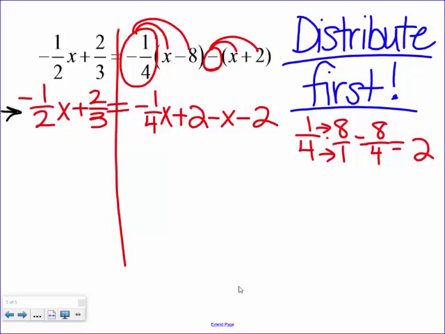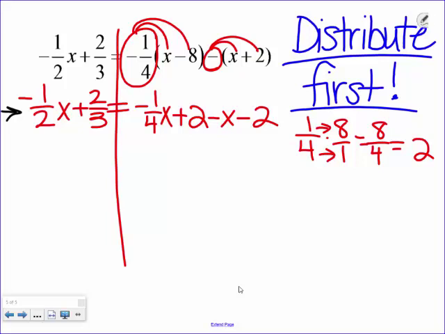Okay, let me see. I see it. See what you got? Alright. Okay. Almost everybody got it right.